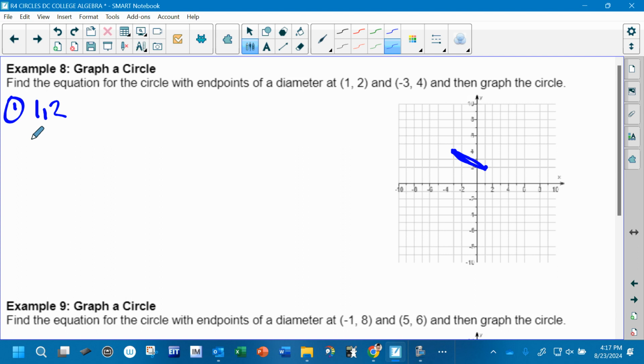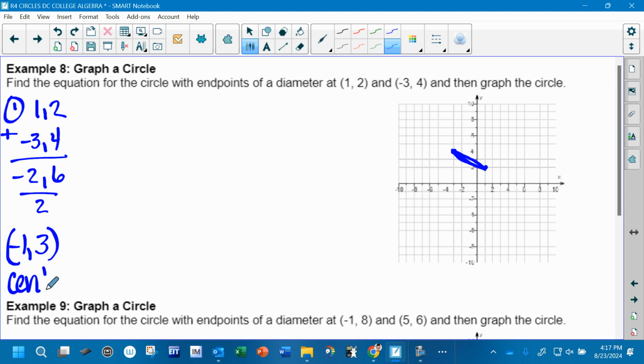1, 2, negative 3, 4. So add these two together. 1 minus 3 is negative 2. 2 plus 4 is 6. And take half. Negative 2 divided by 2. 6 divided by 2. So there's your center. So negative 1 and 3 is our center. So right there is the center.